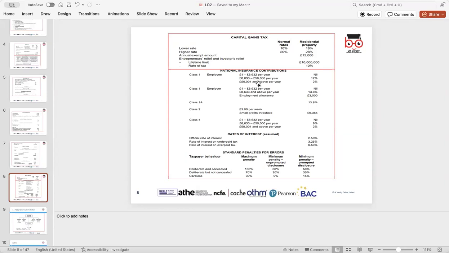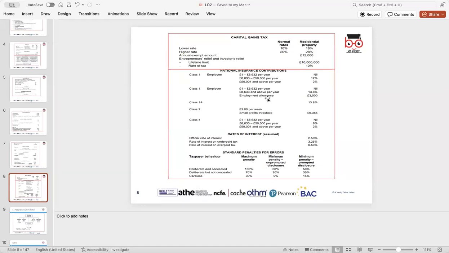So for employers, the class 1 employer's NIC rate is 13.8% for earnings above 8,632 per year. There is an employment allowance of 3,000 pounds to help offset this cost for smaller businesses. Class 1A national insurance is paid by employers on certain benefits provided to employees, while class 2 national insurance contributions are paid by self-employed individuals.